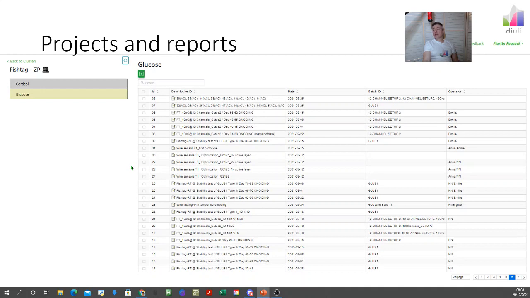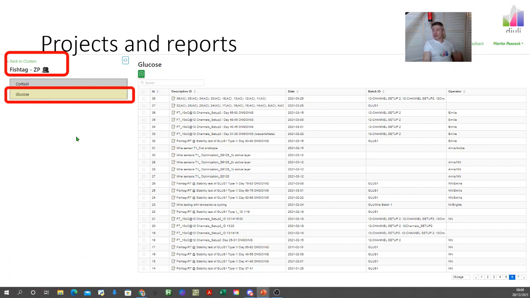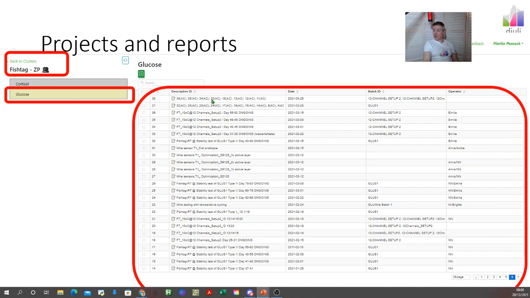I will see underneath my cluster, which is called fish tag, a couple of projects called cortisol and glucose. If I dive into my project called glucose, I have almost a flat list of experiments. These experiments are in chronological order. So I already have a structure that the human mind can start to think about. I can see things in a chronological order.